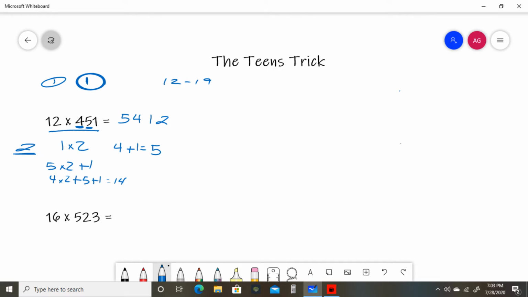Then move 1 to the left of our 1, and we get 5. And then we multiply 5 by 2 and add the number to the right of that. 5 times 2 is 10, plus our 1 is 11, so we write our 1, and we carry a 1. Alright, again, we move 1 to the left, and we use our 4. 4 times 2 is 8, plus the number to the right of that. 8 plus 5 gives us 13, plus our carried 1 is 14.